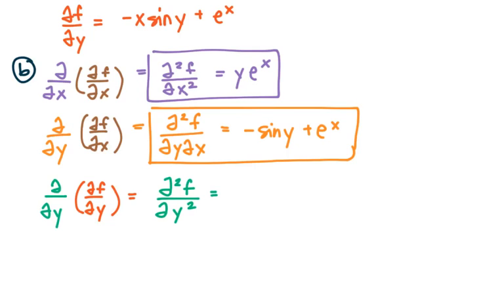So that means treat x as a constant. If x is a constant, it's a coefficient. The derivative of sine is just going to be cosine y. So I have negative x cosine y. X is a constant, e to the x is a constant, and the derivative of a constant is 0.